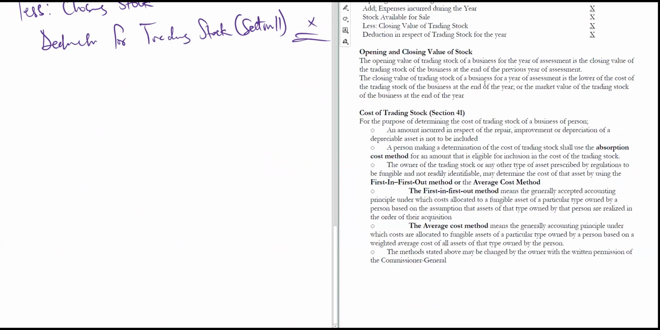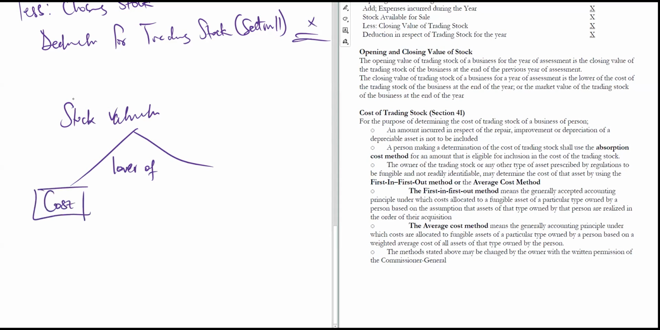So in tax, we also value stock, right? In tax, we value stock like what we see under IAS 2. So when it comes to stock valuation, the closing stock that we are deducting here, you choose between the lower of the cost of the items, or what? The market value. When we say market value, we mean the arm's length price.